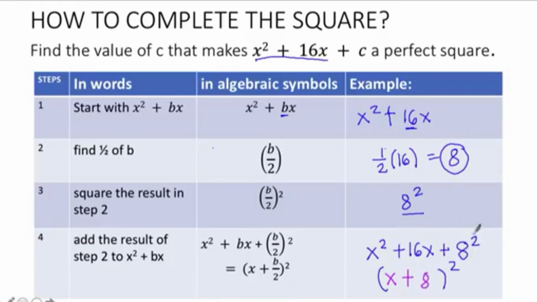But notice also that the square root of x squared is just the same as getting 1/2 the value of this coefficient. And what is 1/2 of 16? That's 8. So therefore, the value of c to complete the square here is 8 squared. So c equals 8 squared or 64. We're going to use these skills in order to solve our problems involving completing the square.